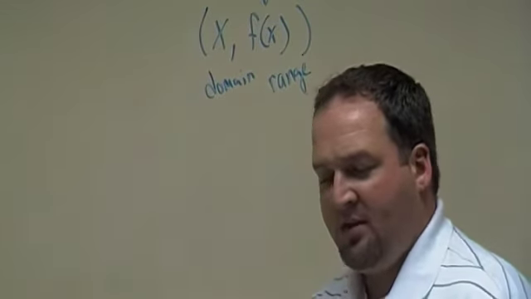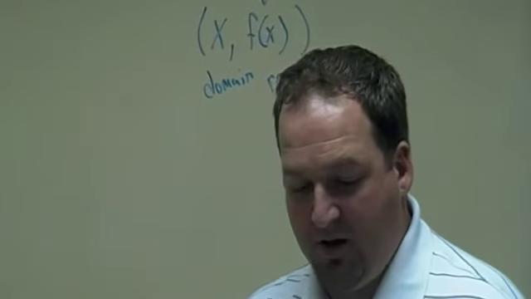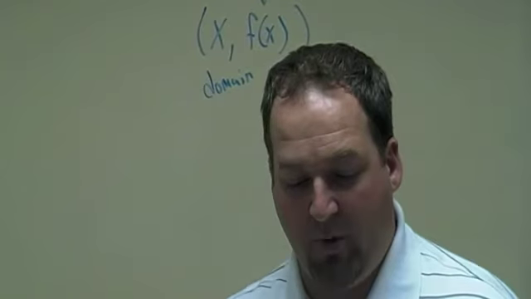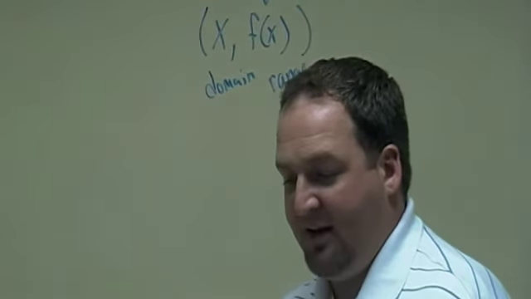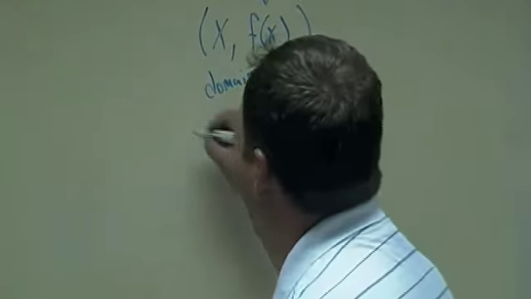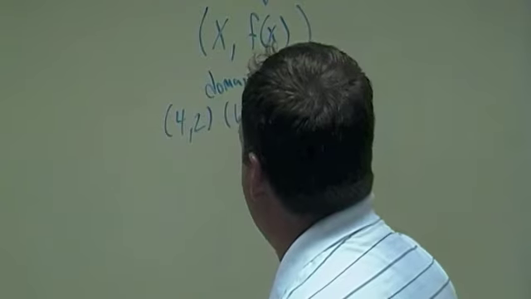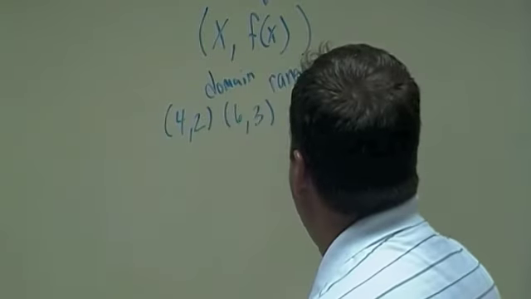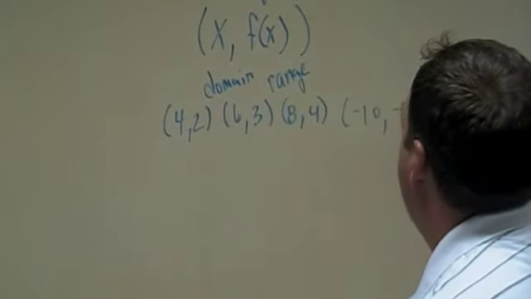Okay? The next example says we can evaluate functions by looking at a set of ordered pairs. And in that example, we give you the ordered pairs (4, 2), (6, 3), (8, 4), and (negative 10, negative 5). I'm going to write those down right here: (4, 2), (6, 3), (8, 4), and (negative 10, negative 5).